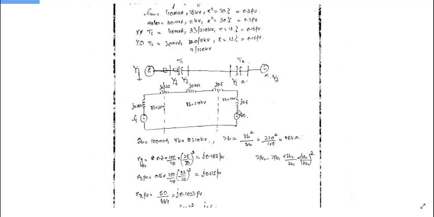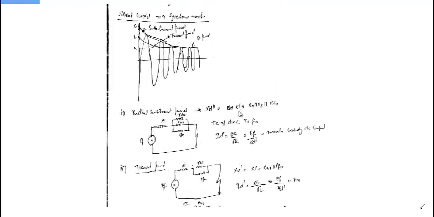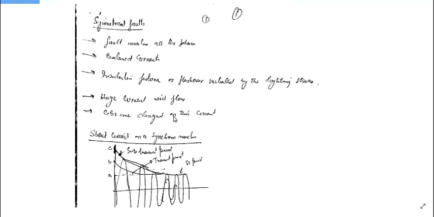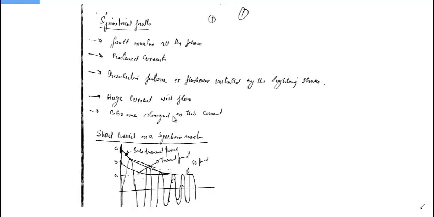Let's come to the new topic. It is a symmetrical fault. Symmetrical fault means, as the name suggests, it results in symmetrical currents, and it is because the fault involves all the phases. Symmetrical fault, in other words, will be a three-phase fault, or sometimes a three-phase to ground fault.